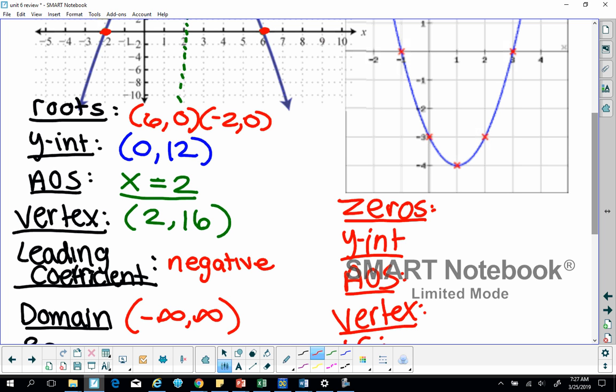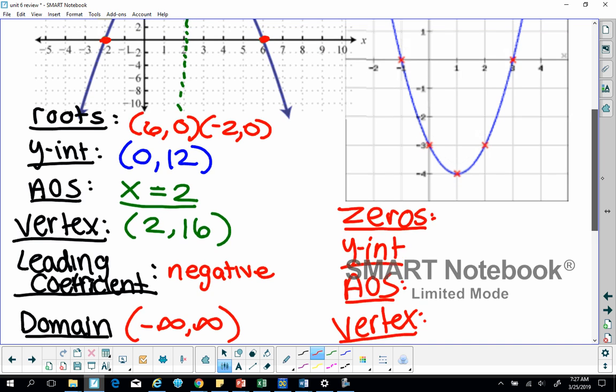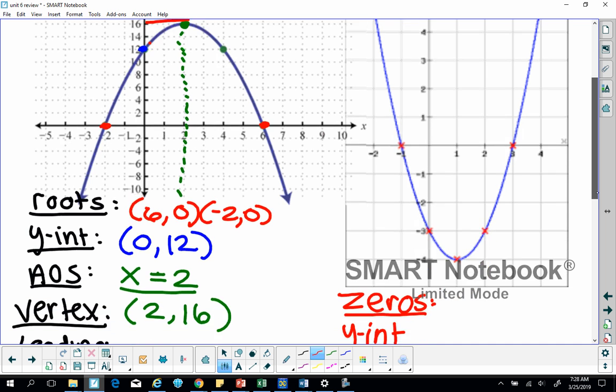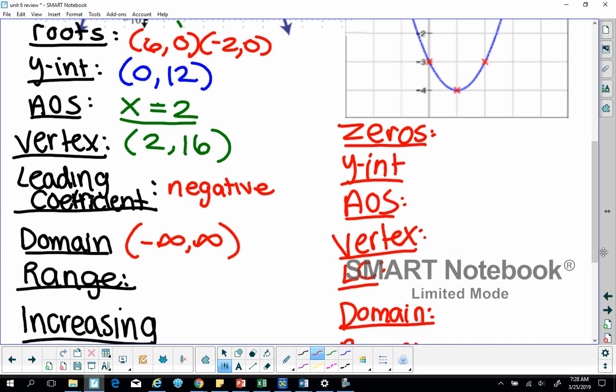What about our range? Looking at it, let's look back at it. So remember, that's bottom up. If we're looking at the bottom forever and ever, and it's going down, what would I start with? Negative infinity. And then what's the highest y value? 16. You guys see that? So range is just bottom up. So my range would be negative infinity to 16. And since it touches 16, it's going to be a bracket like that. So it's bottom up.